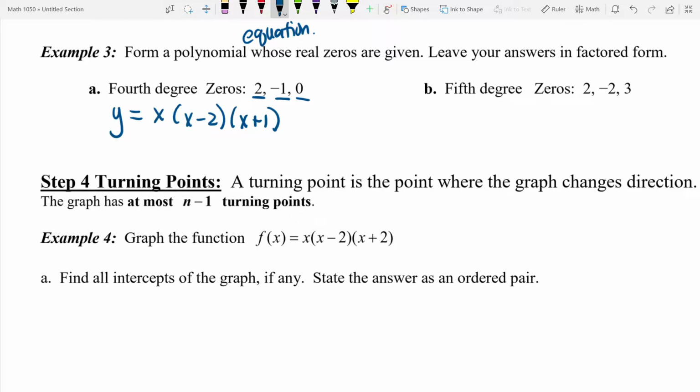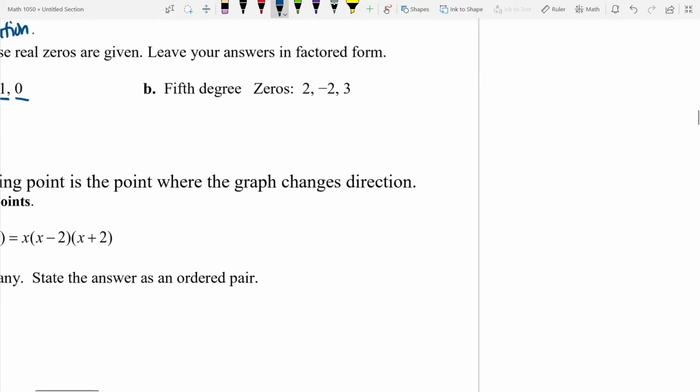That answer's wrong. What's wrong with it? It's supposed to be a 4th degree, and what's my degree right now? 3. So I need one more. It doesn't matter where you put it. Let's just make that 1 a 2, and now we've got it. And it says you can leave it in factored form, so we're good, okay?